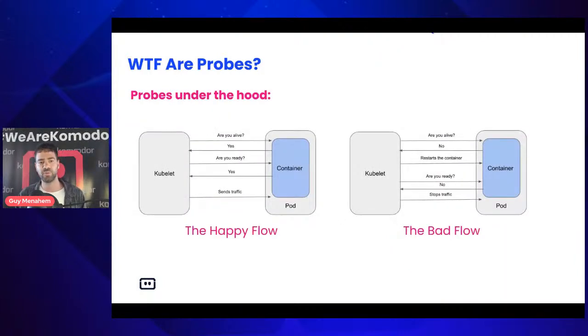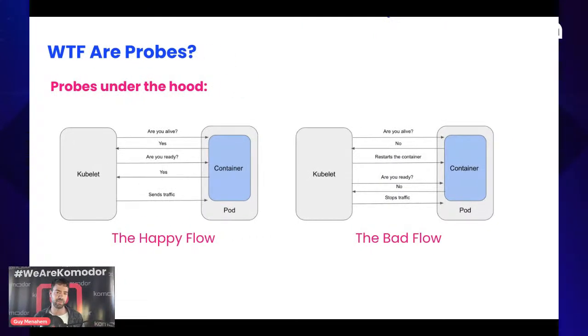So we understand in general what probes are, that the kubelet is going to periodically ask containers, but how does it really look under the hood? Every amount of time, the kubelet is going to ask our container, are you alive? And in the happy flow, our container is going to answer yes. Then the kubelet is going to ask the container, are you ready? And if the answer is yes, the kubelet is going to mark this container as ready, and if all containers in the pod are ready, kubelet is going to route traffic to it. This is the happy flow. Usually you are in the happy flow, and this is where you should be most of the time.